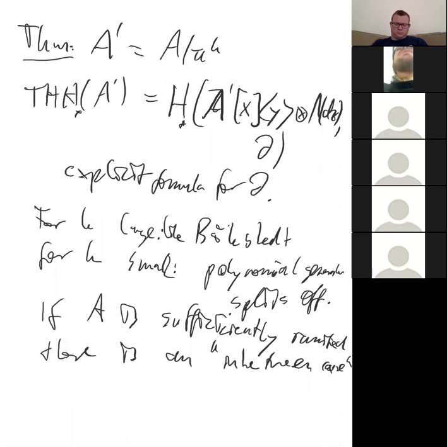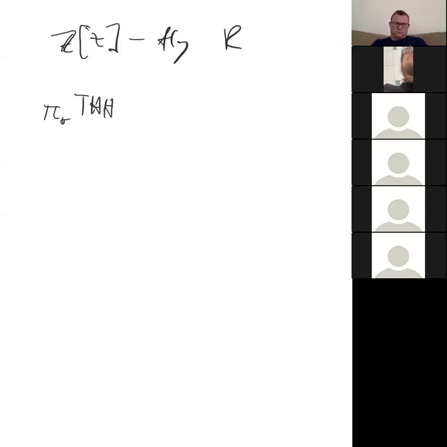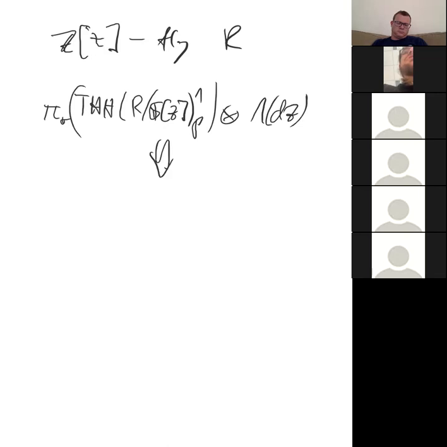So let me erase this. The input is still a Z-algebra R, but then I'm saying that there is a spectral sequence where the input is pi star of the p-completed relative guy tensor an exterior algebra, and it converges to pi star of the p-completed guy.